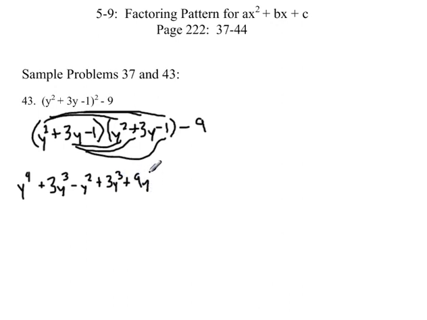plus 9y squared minus 3y, and now we're at the negative 1 on the first trinomial, minus y squared minus 3y plus 1, and then we're to the minus 9 portion.